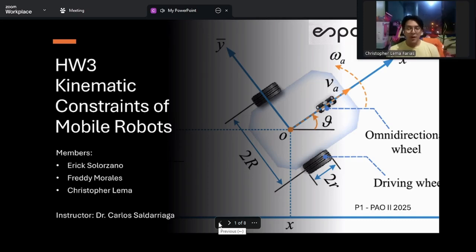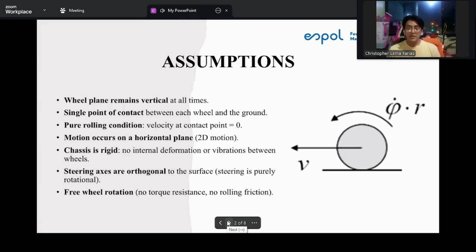Hello, we are going to talk about kinematic constraints of mobile robots. Fundamental assumptions. First, the wheel plane remains vertical at all times. This ensures the wheel's rotation is restricted. It doesn't cause unwanted tilting or deformation.